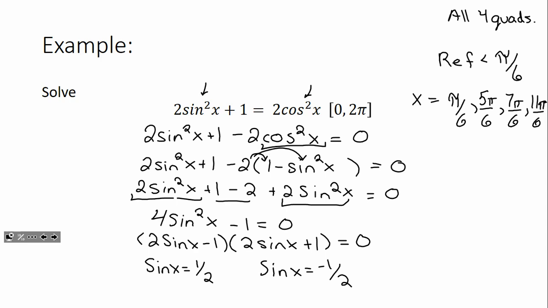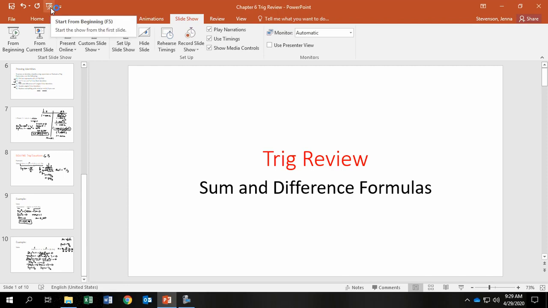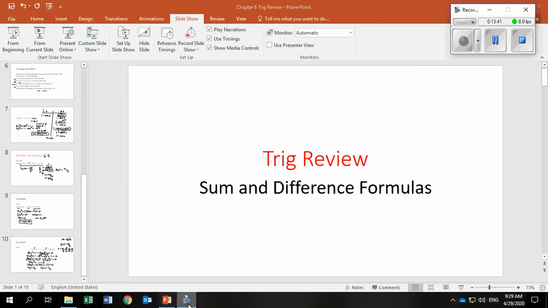And that is as far as we are going to go in terms of review for trigonometry. So you will have some time to do some practice questions and review on your own before we start our limits and our derivatives, which we will do starting next week.